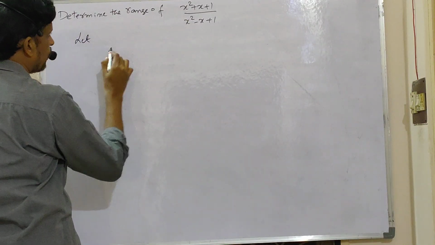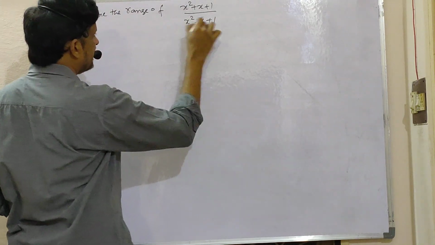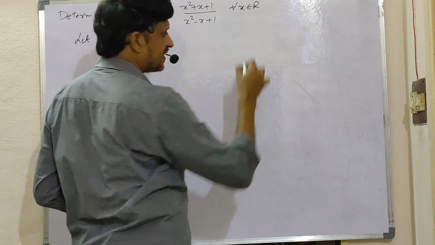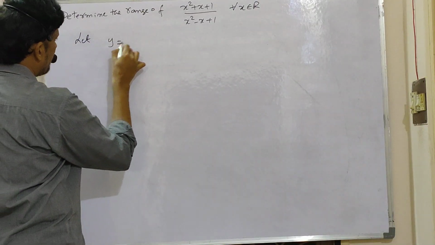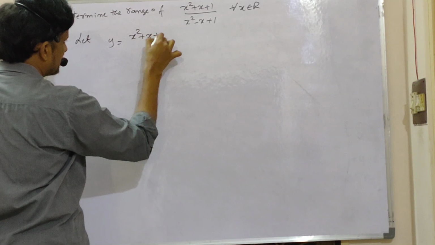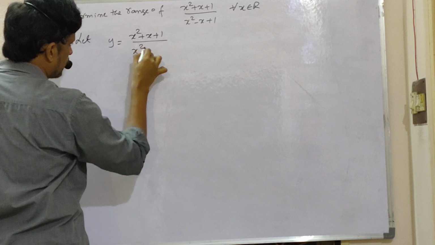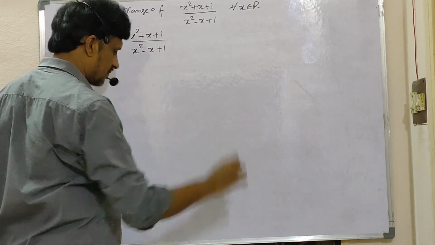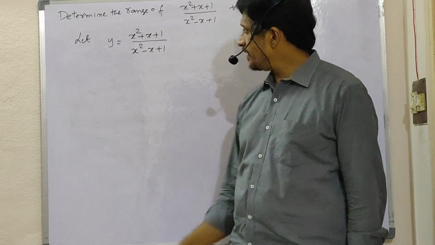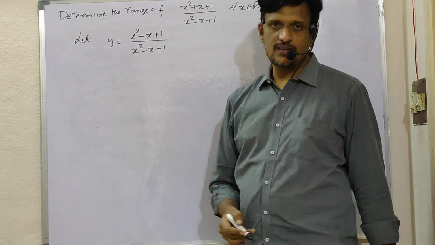Means let y be equal to the expression, and here one more important thing is to determine the range of the given expression for all x belongs to R, where x is a real number. Okay then. Let y be one of the values of the given expression, means y is equal to x square plus x plus 1 by x square minus x plus 1.